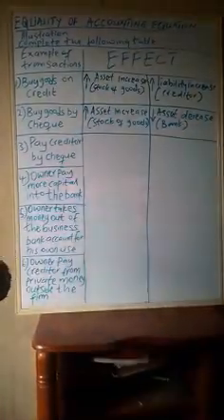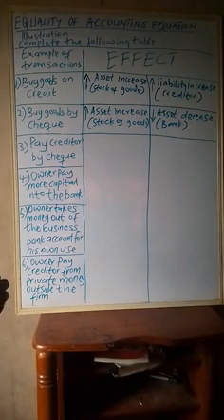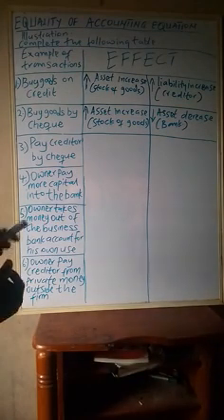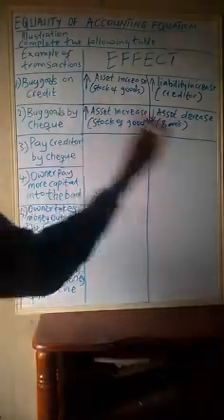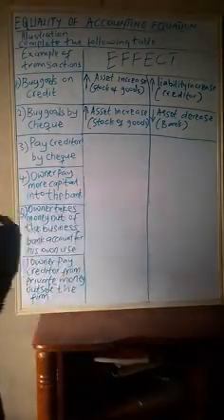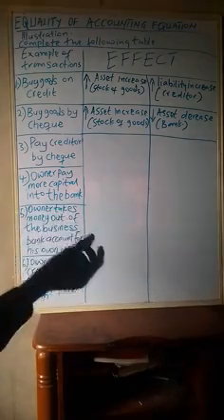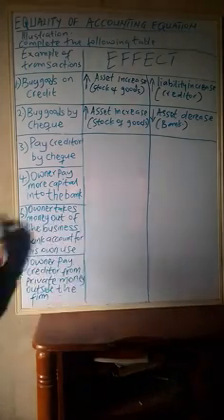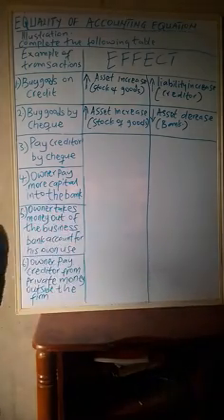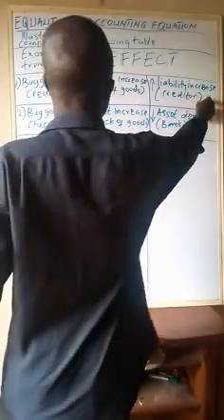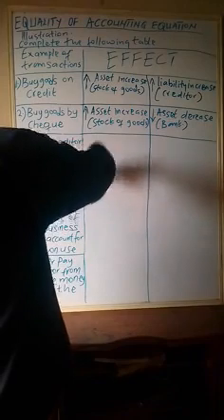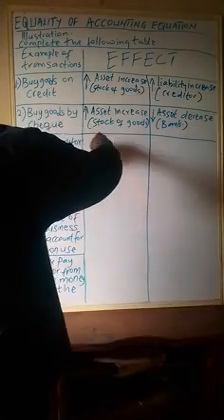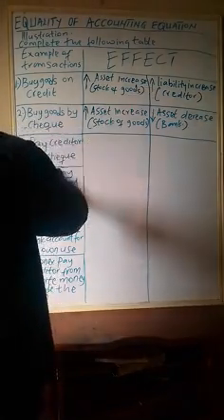And next, pay creditor by check. Creditors are those that supply goods on credit. Say we buy goods on credit, then you now pay them. What are the two side effects of that? The creditors that have increased, we have paid part of it. That means it has decreased. That means liability does what? Decrease.